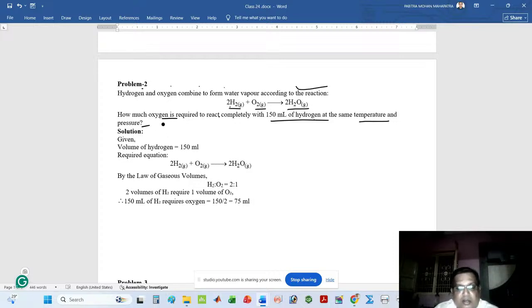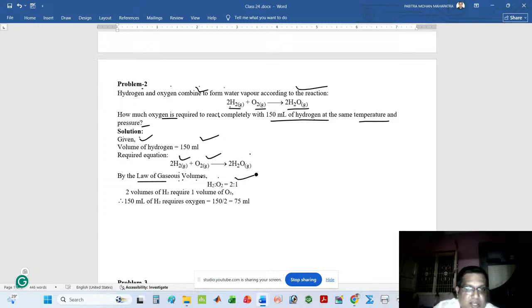Since the same temperature and pressure is given, this data already obeys the law of gaseous volume. So in the solution I can write: the given volume of hydrogen is 150 ml. The required equation is 2H2 plus O2 gives 2H2O. By applying the gaseous volume law, you can write the ratio of the reactants, and also the ratio of the products. Here the reactants are hydrogen and oxygen. So by applying the law of gaseous volume, I can write the H2 to O2 ratio is 2 is to 1.